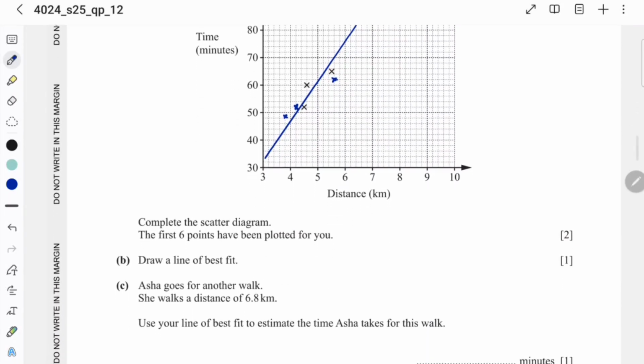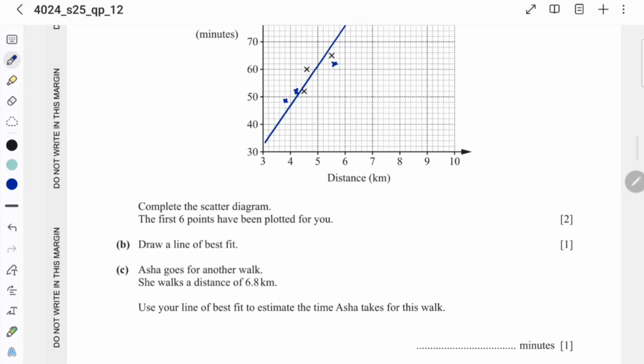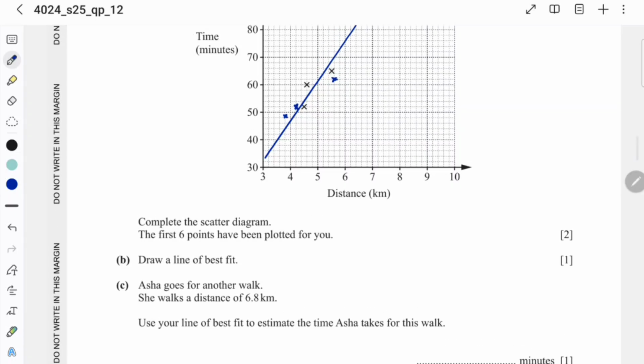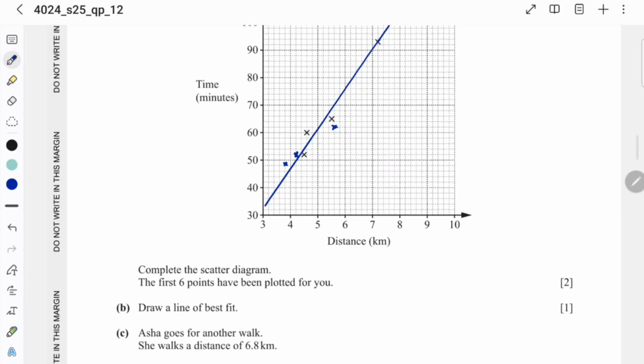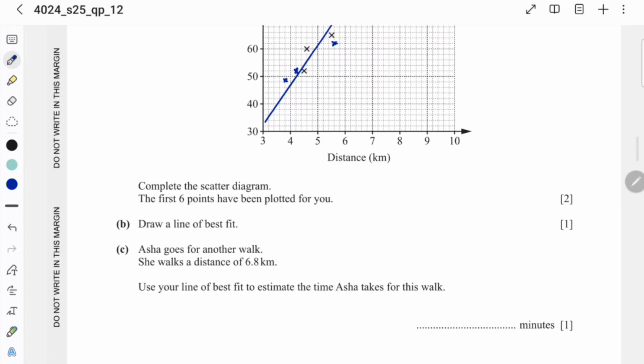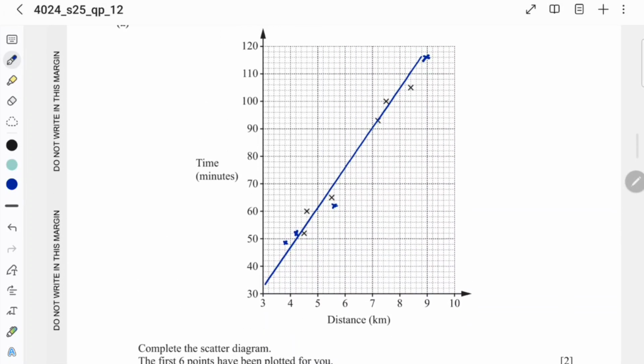All right, so draw a line of best fit. Aisha goes for another walk. She walks a distance of 6.8 kilometers. Use your line of best fit to estimate the time Aisha takes for this walk. So just check where 6.8 kilometers is, and then join the point with the line.